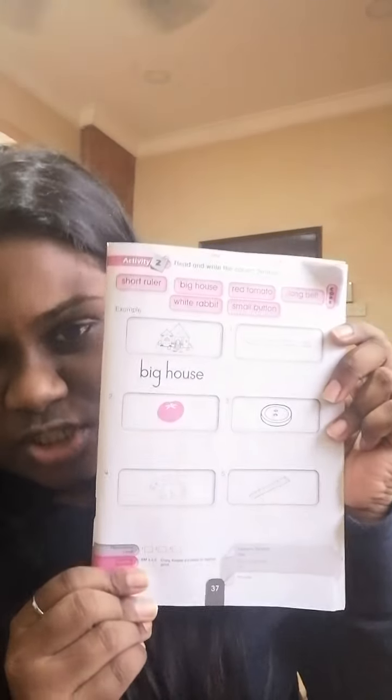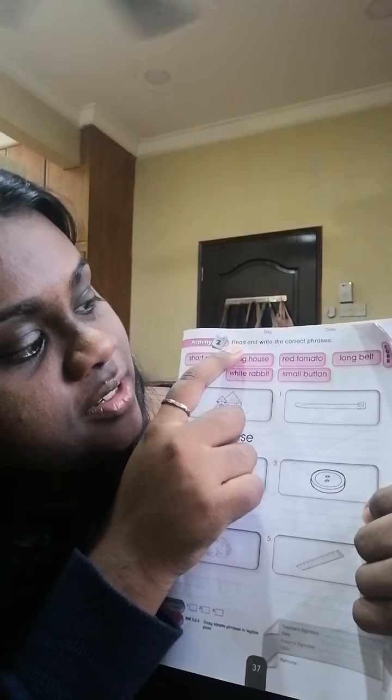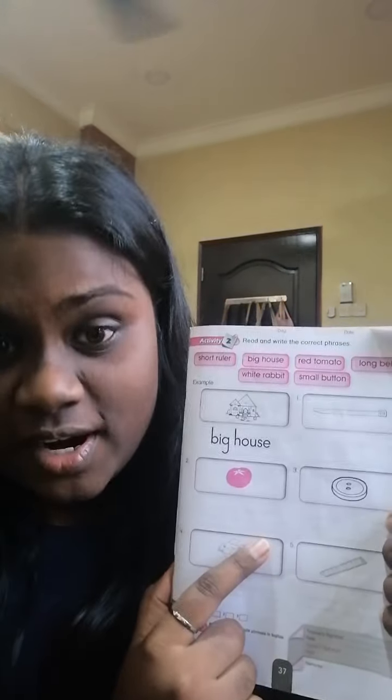So we go to this page first. Can you see this page? Page 37. So what they've done here is they've given you words up here, which you have to take the phrases and you have to match it to the correct pictures. That's what it says up here. Read and write the correct phrases. You need to take it and put it to the correct pictures.